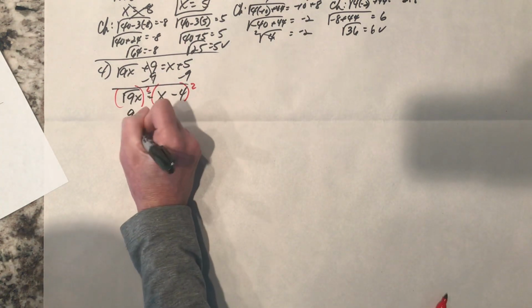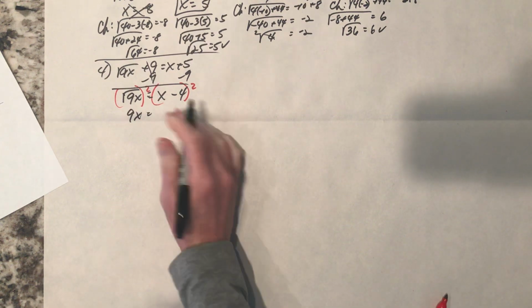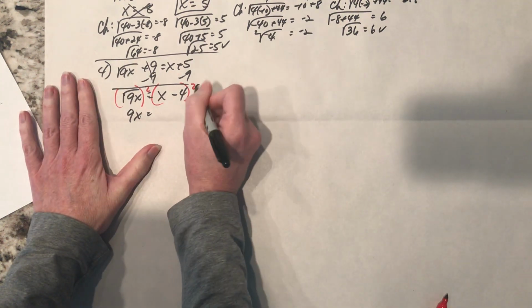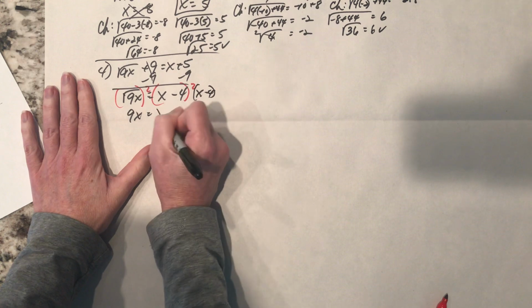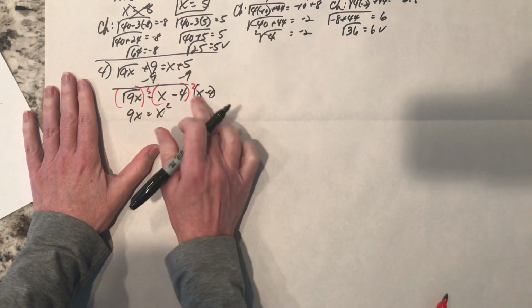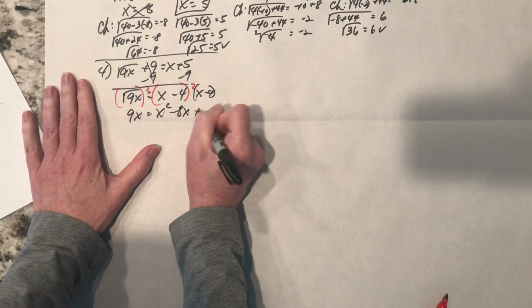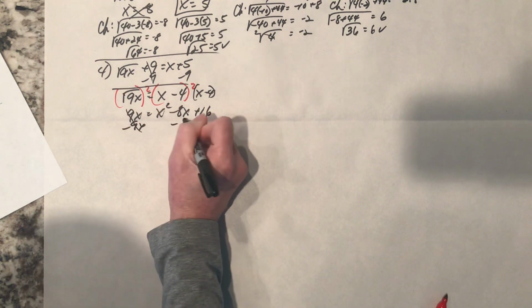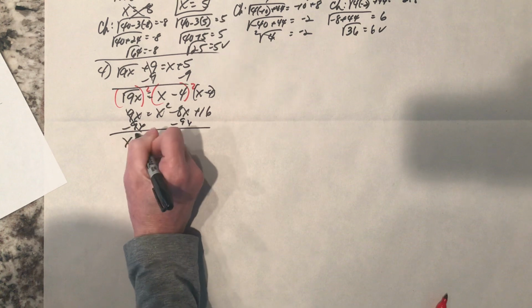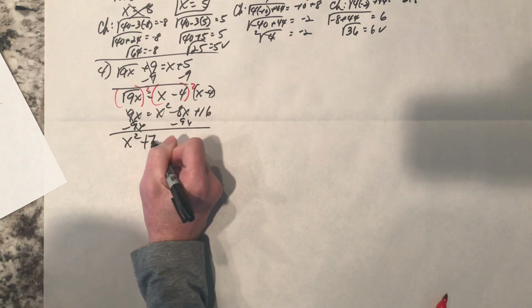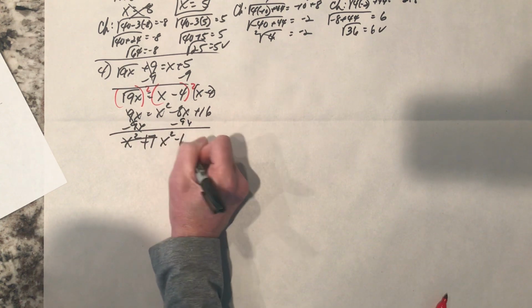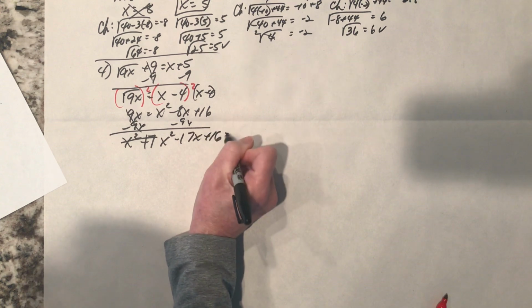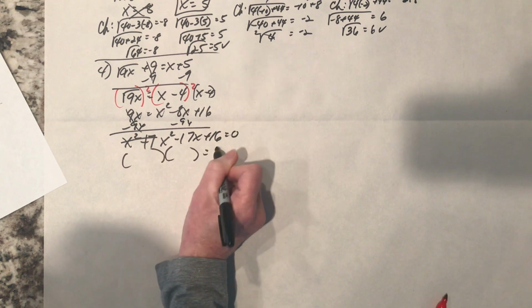Squaring and unsquaring cancels each other out. This is a FOIL problem. X minus 4 times x minus 4 will give you x squared minus 4x, and then plus 16. Move the 9x over. X squared minus 17x plus 16 equals 0.